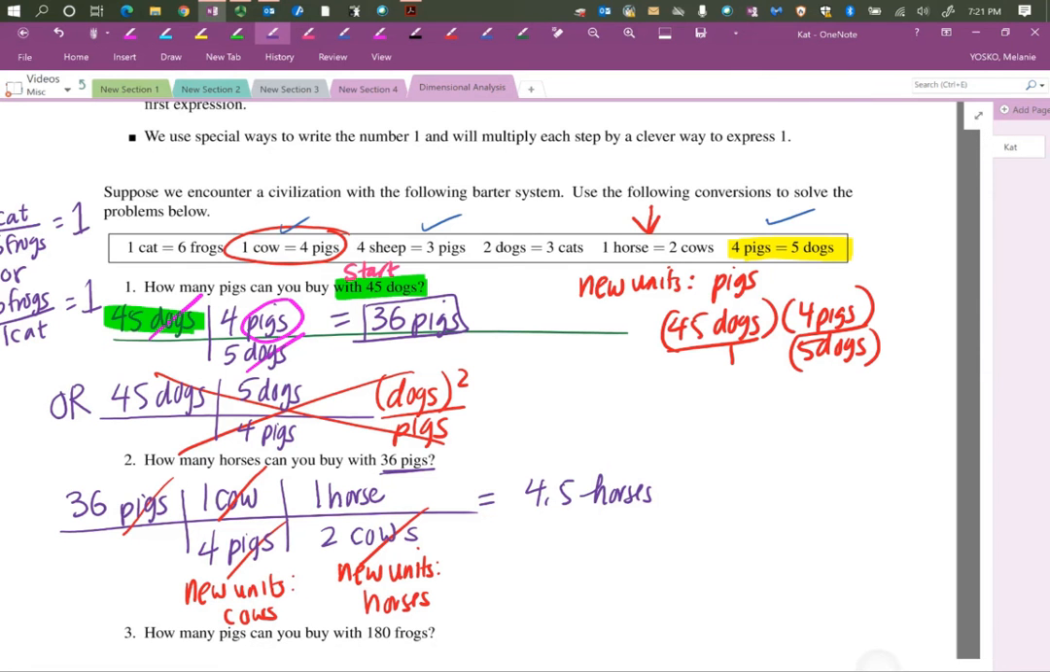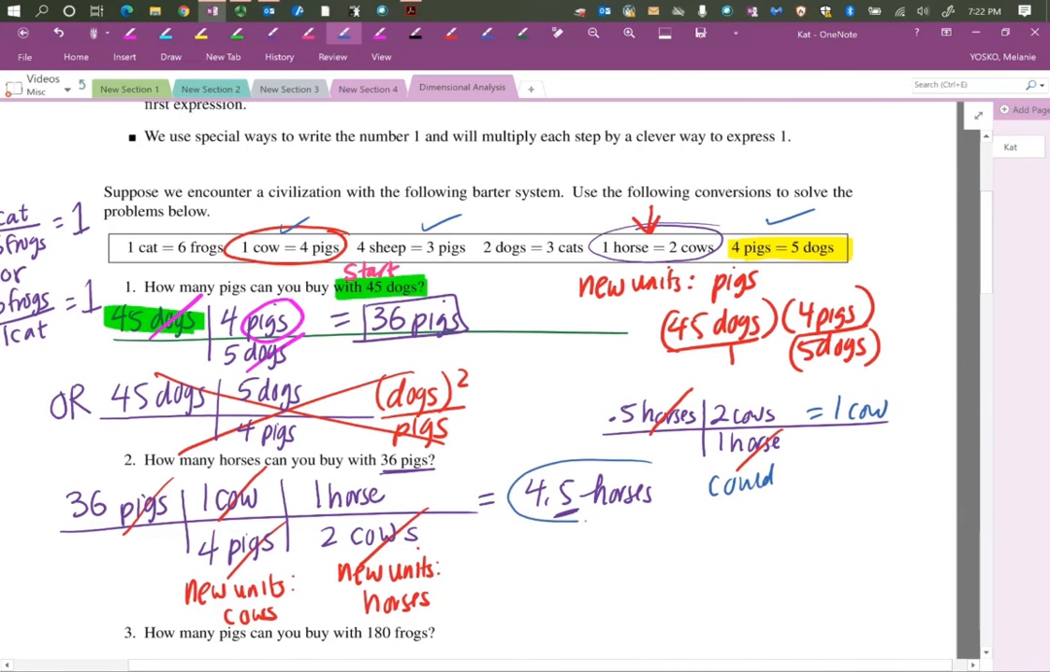You could buy something else with the other half of a horse, right? So 0.5 horses. Well, you see that we have 1 horse equals 2 cows, so let's do that. So 1 horse is equal to 2 cows. If you look at your units, horses would cancel. You could buy a cow, right?